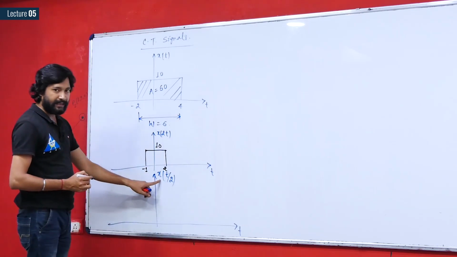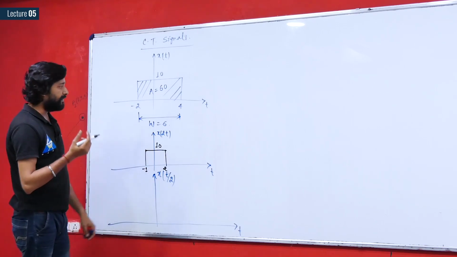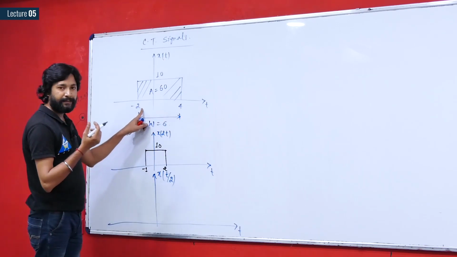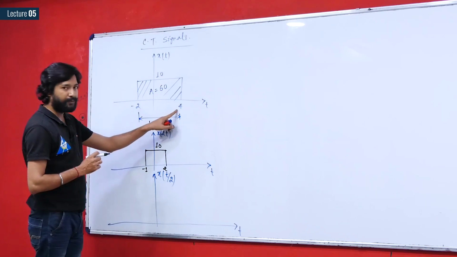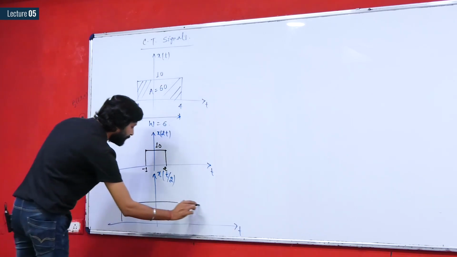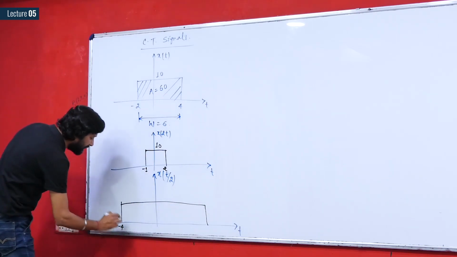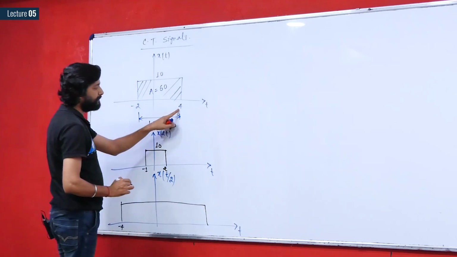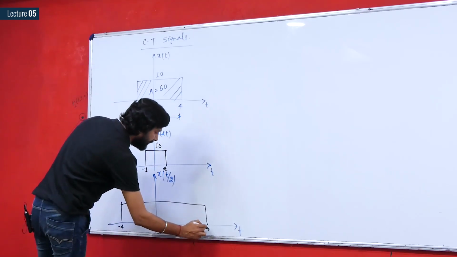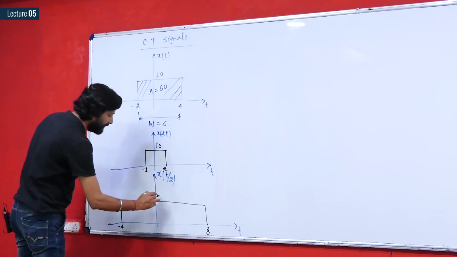Again, if you have to find x of t by 2, the scaling factor is now 1 by 2. So if you divide these limits by 1 by 2, then ultimately you will be multiplying these limits by 2. Therefore, the signal will start from -2 into 2, that is -4, and the end point will be 4 into 2, that is 8. So now this signal will exist from -4 to 8, having the same value, that is 10.